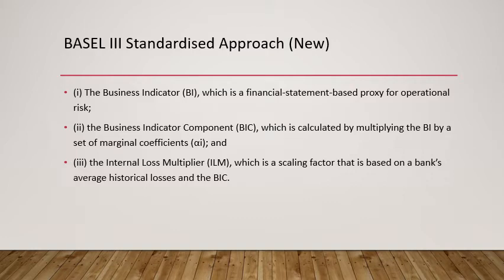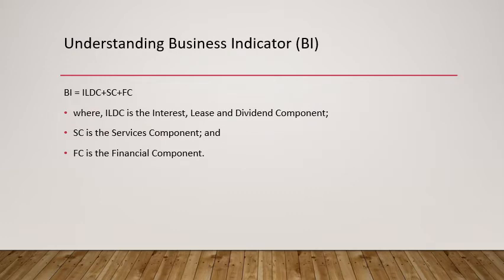Now let us see what BI is. BI is arrived at by adding three variables: ILDC plus SC plus FC. You can see the full forms below. ILDC is the interest, lease, and dividend component. So when we work on the calculation of the business indicator, we work on these three factors. SC is the service component and FC is the financial component.